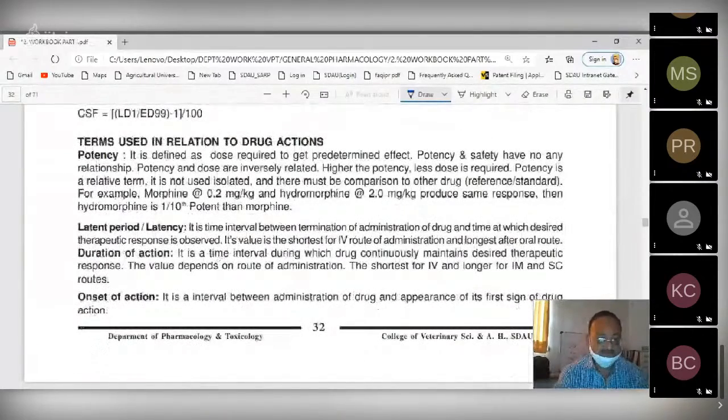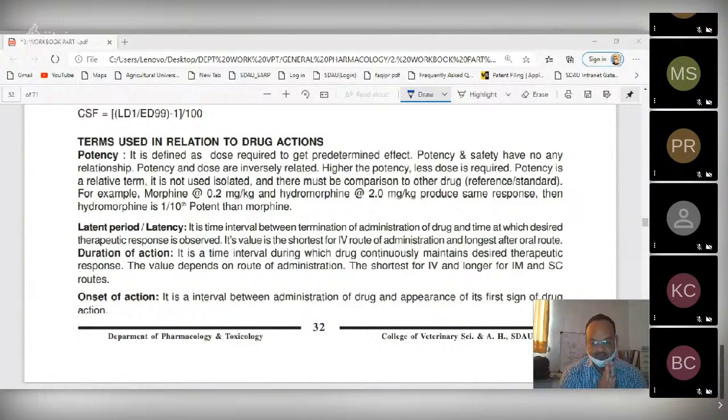Now let us discuss the different terms which are used to describe, understand and explain the dose response curve. The first one is potency. Potency is nothing but the dose required to produce the desired therapeutic effect.